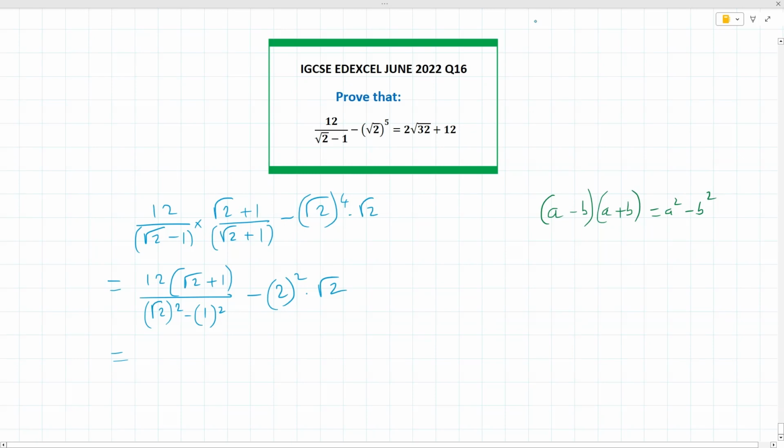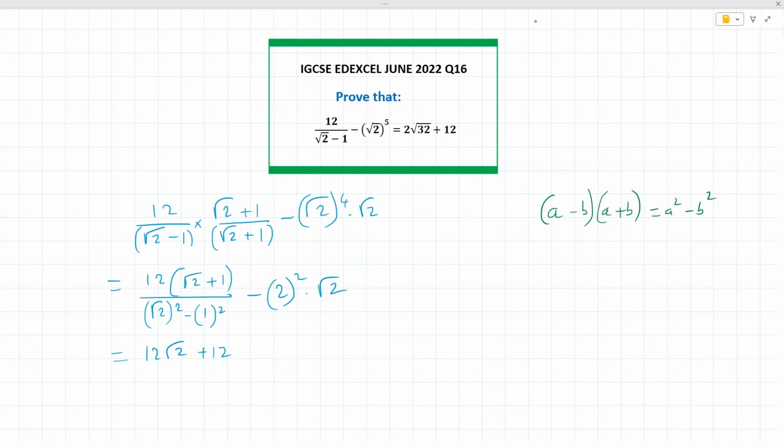Now, 12 times root 2 is 12 root 2. And 12 times 1 is just going to be 12. So that's nice and easy. And at the bottom, we're going to have square root of 2 squared minus 1 squared. And so the square root of 2 squared is 2. And then 1 squared is 1. So 2 minus 1 is just 1. And we don't have any denominator left because 2 minus 1 is 1. So that's nice and helpful.